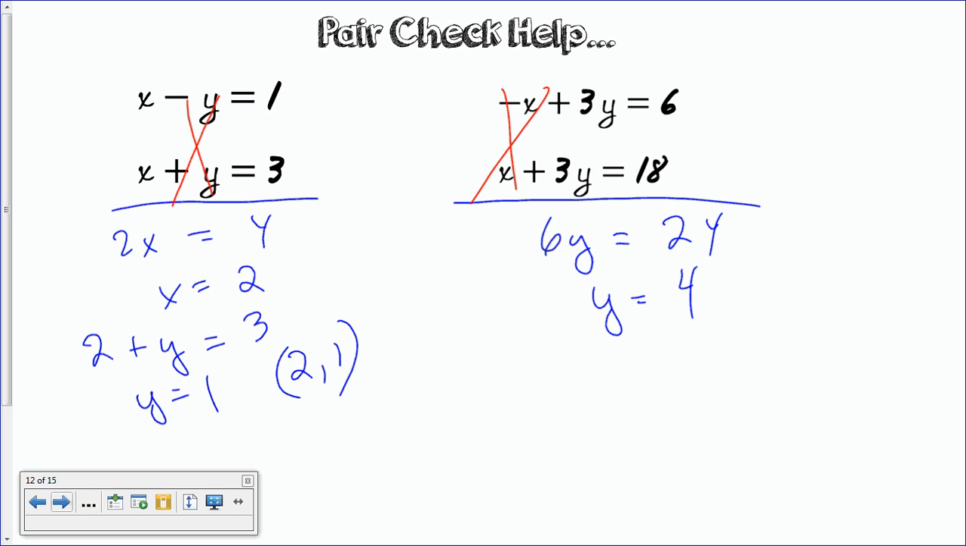Which one do you want to sub it back into? Bottom one? Okay, so x plus 3 times 4 equals 18. X equals 6. Very good.